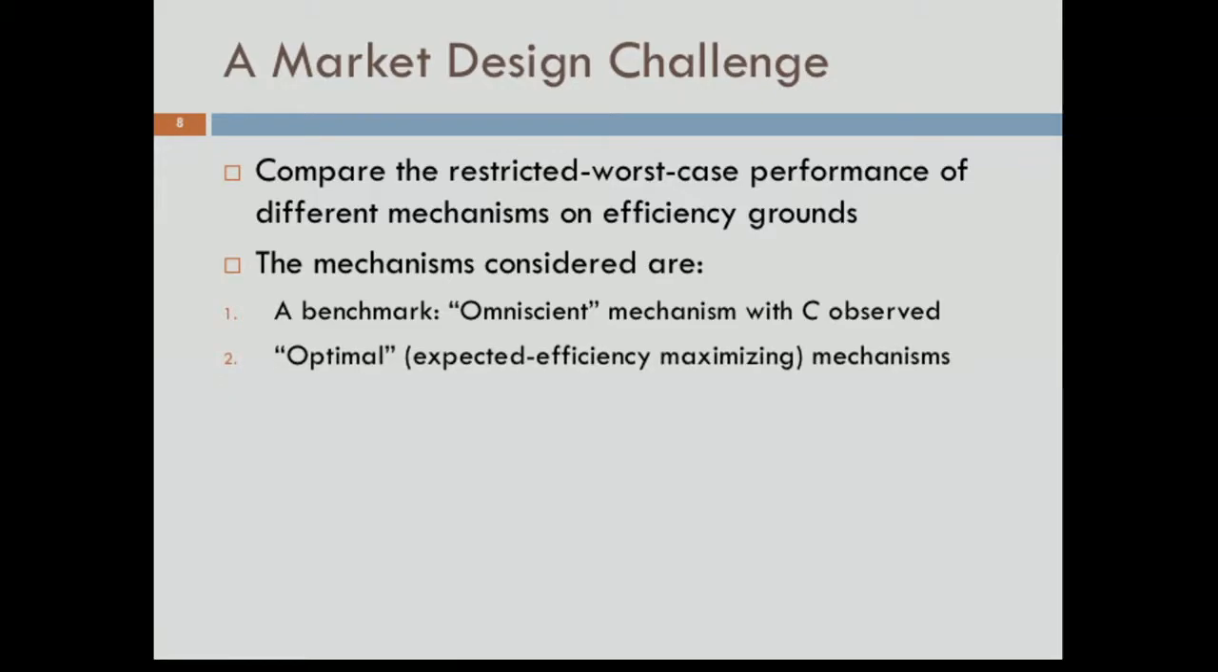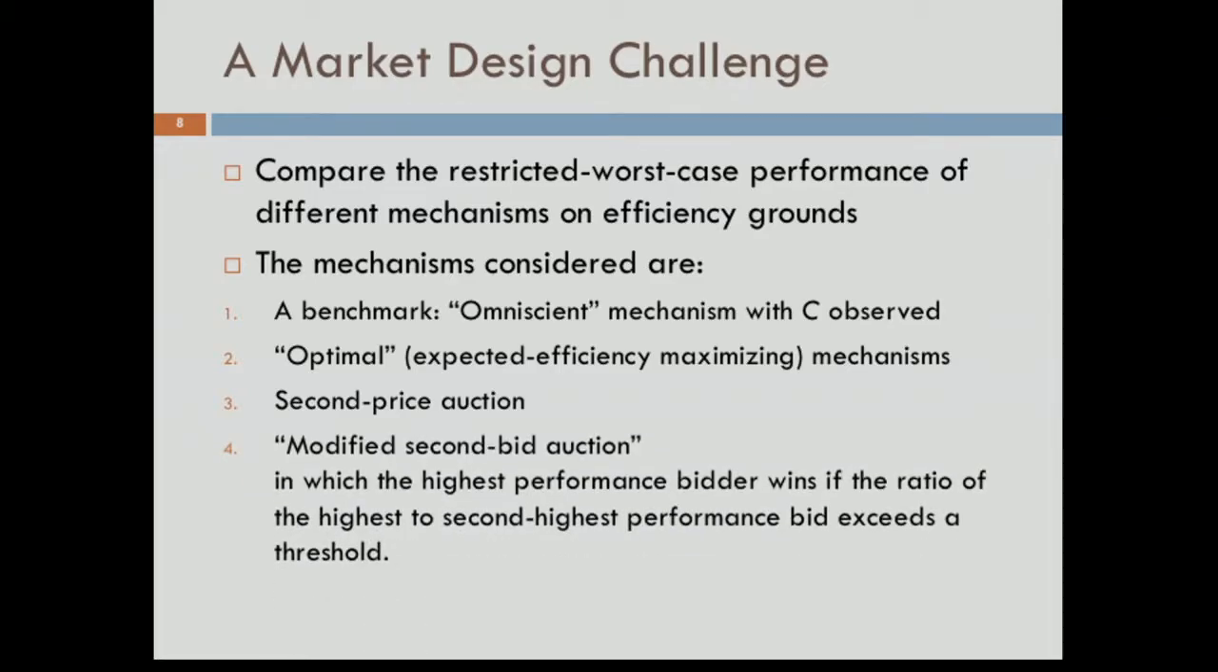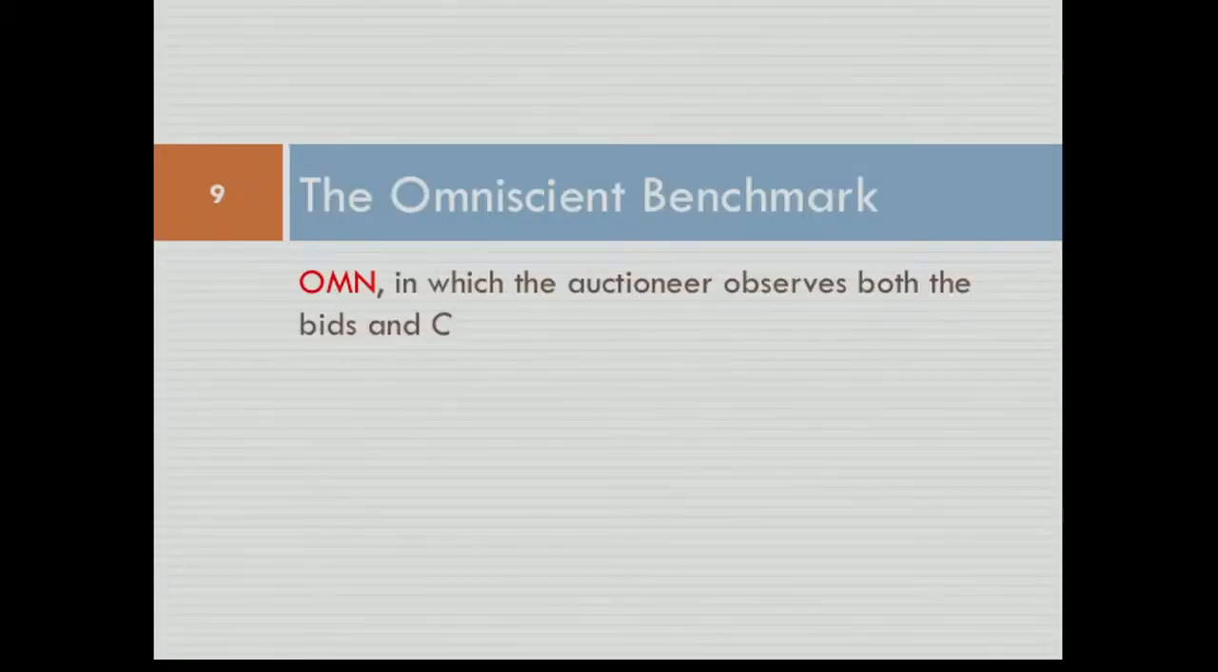The second is what we'll call the optimal mechanism, a Bayesian optimal mechanism, in which the market designer tries to maximize efficiency subject to incentive constraints that are familiar in this group. The third is the second price auction, which is commonly used for these things. And the fourth is our new modified second bid auction, which is what this talk is really about, in which the highest performance bidder wins if the ratio of the highest to the second highest performance bid exceeds a threshold. Otherwise, the ad goes to the brand advertiser. So that will be the new mechanism I'll be talking about. And so let's quickly run through these mechanisms.